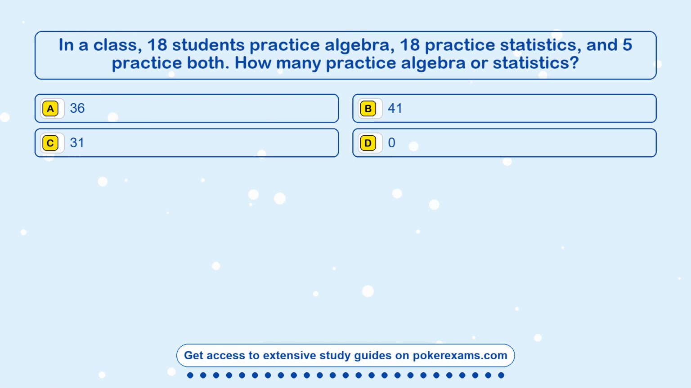Question 24. In a class, 18 students practice algebra, 18 practice statistics, and 5 practice both. How many practice algebra or statistics? Option A 36. Option B 41. Option C 31. Option D 0.